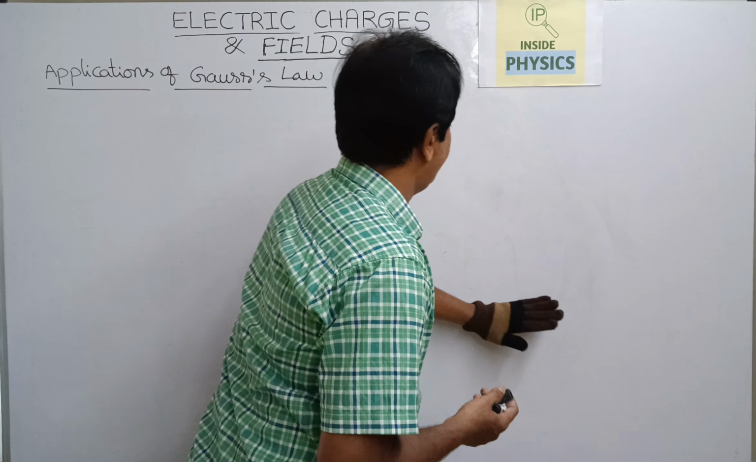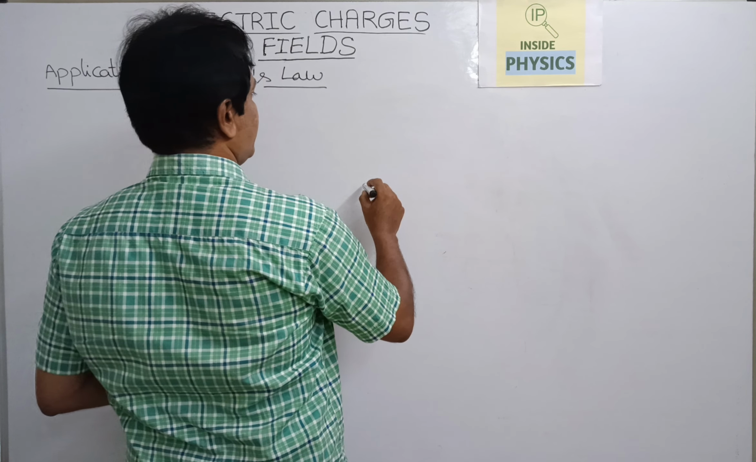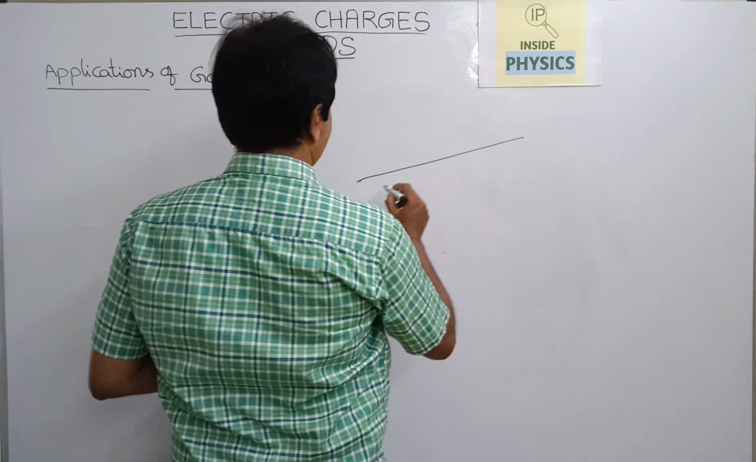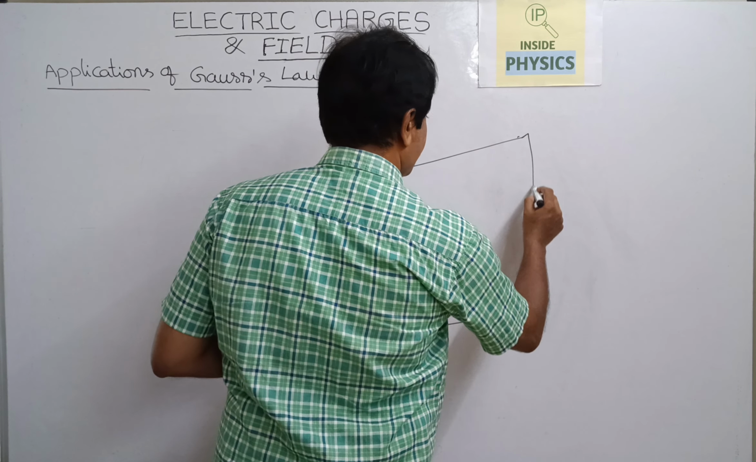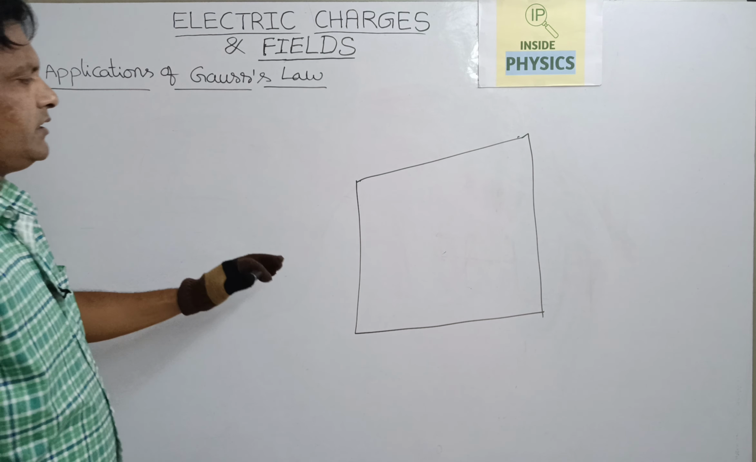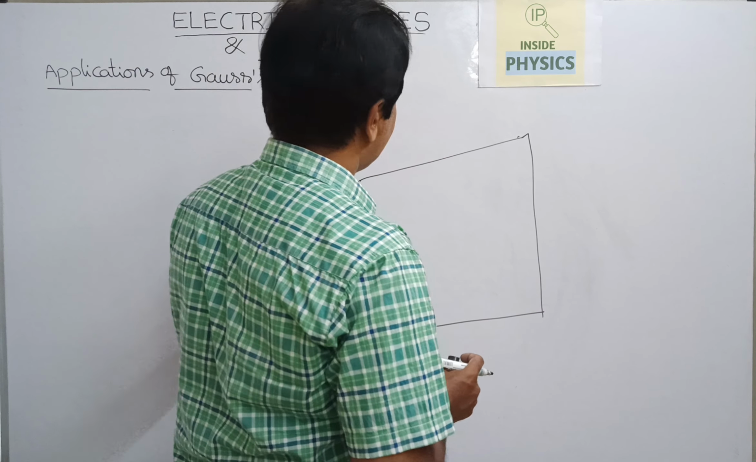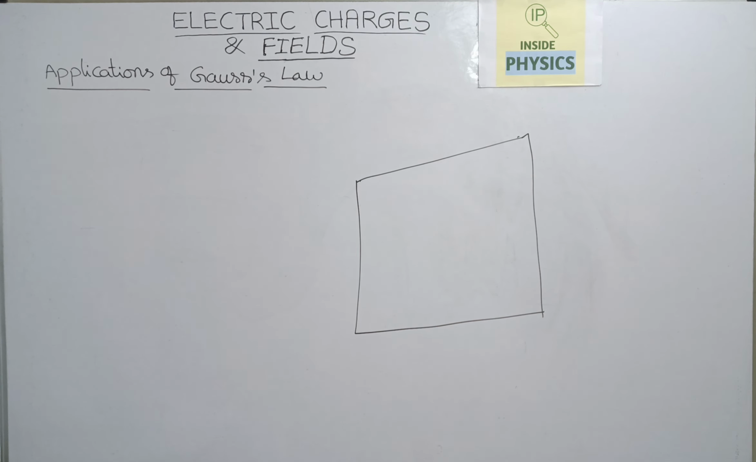So the same theory will be applied for this plane sheet. If you consider a plane sheet which is infinite in dimensions, okay, this is assumed to be a plane sheet. If the plane sheet is infinite, the area is also infinite. For this we need to take a small area only, right? We need to take a small area in the sheet.